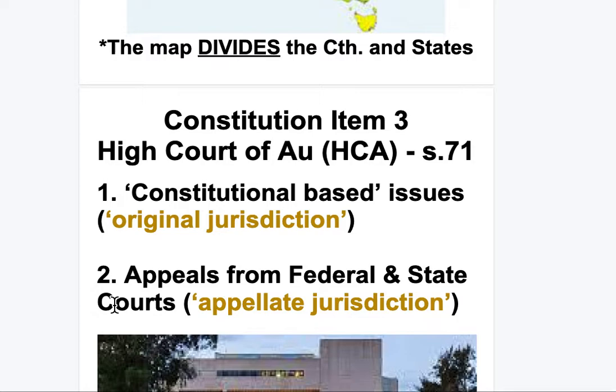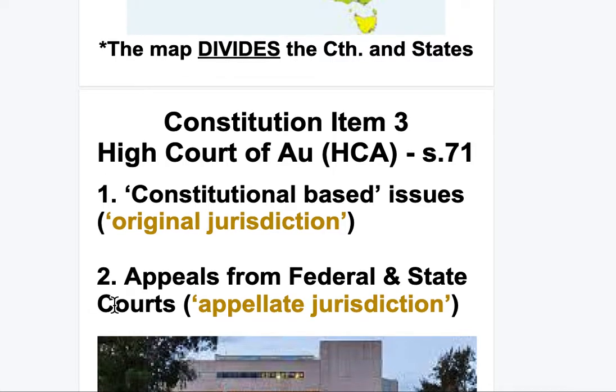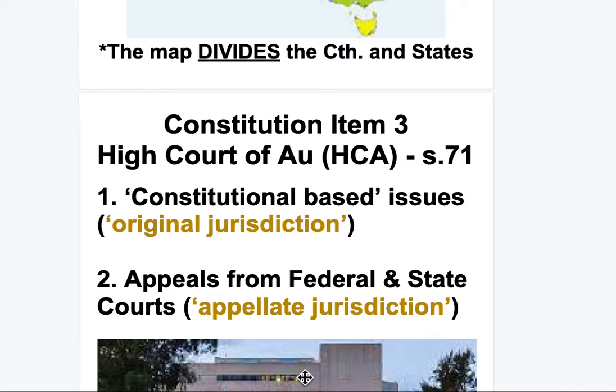Another example would be if a state was suing another state, or the Commonwealth has enacted legislation, the state disagrees, so the state's suing the Commonwealth. All of these matters must go directly to the High Court. They cannot go to any other court, and we call this original jurisdiction. And you can't see it, but that picture below the writing is actually a picture of the High Court of Australia, which is based in Canberra. Okay, but I can't scroll down there in this video.